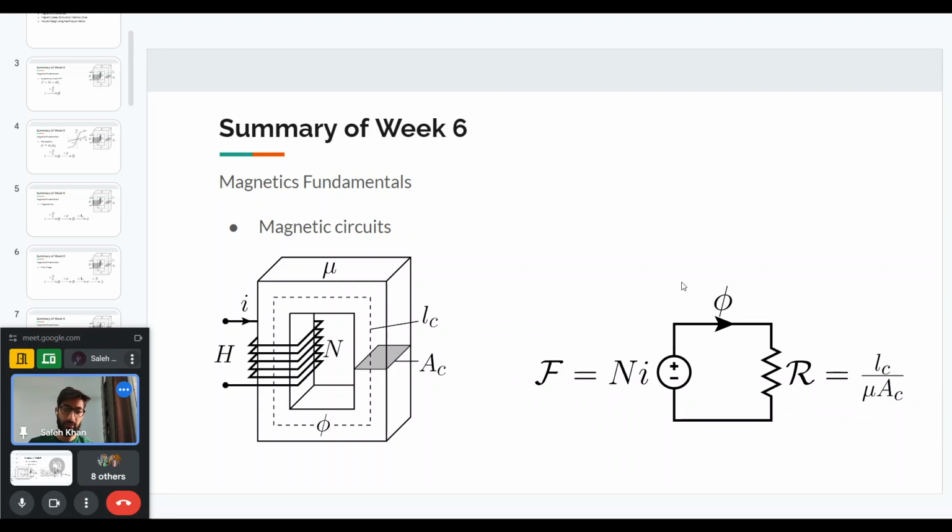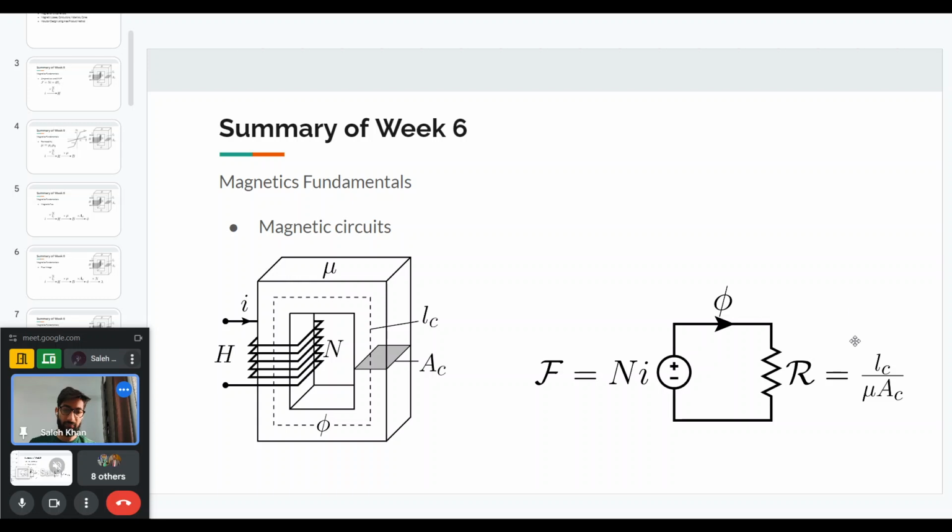The current is replaced by the magnetic flux, and the resistance is replaced by reluctance, which we said is the ratio of the magnetic path length and the product of permeability and the cross-sectional area of the core. Then this magnetic circuit we can solve just like electrical circuits. We can apply KVL, KCL. So basically, Ni will be equal to phi times R, that is the KVL.